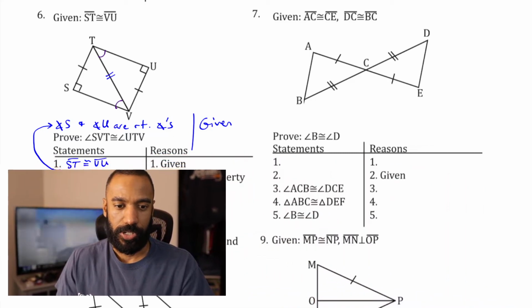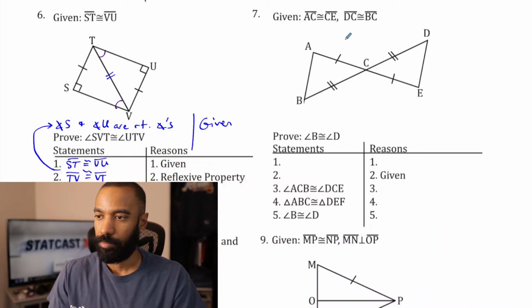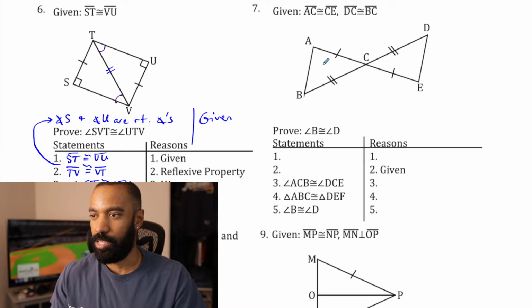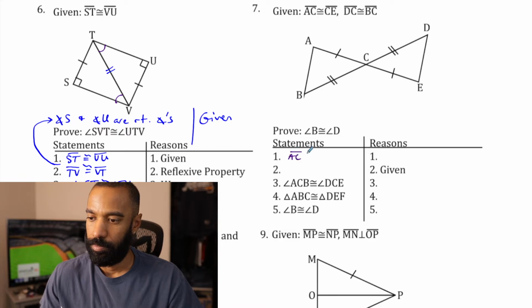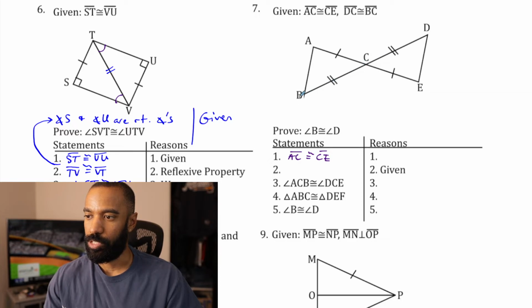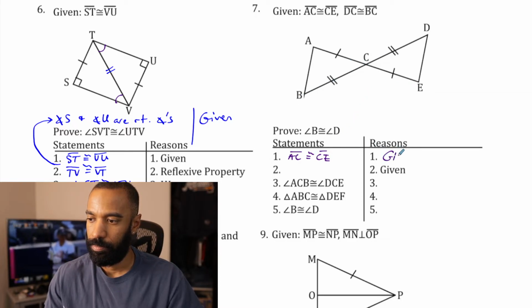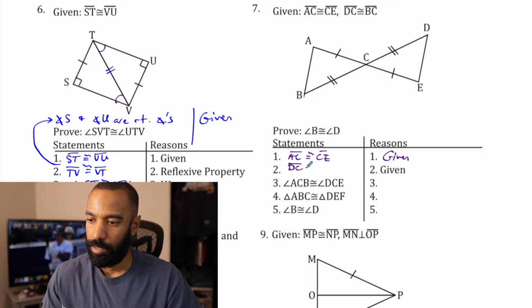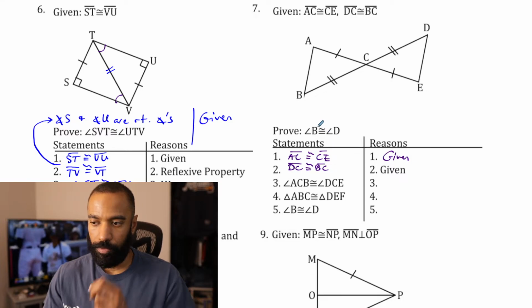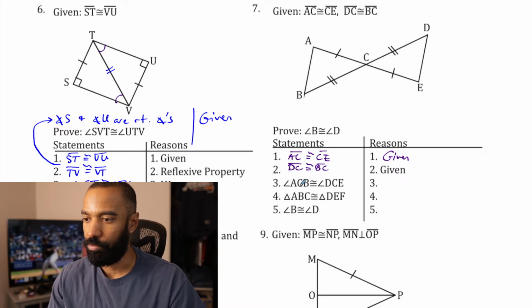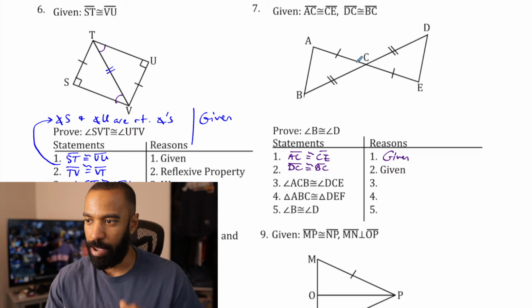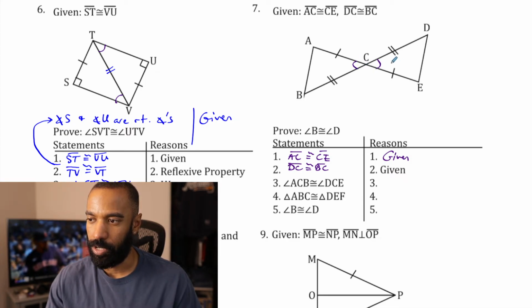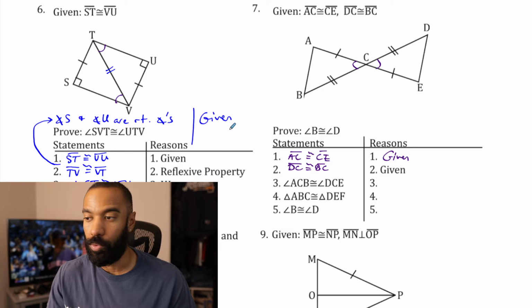Number 7. Given segment AC is congruent to segment CE, boom, boom. Given segment DC is congruent to segment BC, boom, boom. They're going to prove angle B is congruent to angle D. Let's prove the triangles congruent first. Looks like they're going for ACB and DCE by vertical angles right here. These two angles are congruent. I say they are. That's something we want to do here as well.